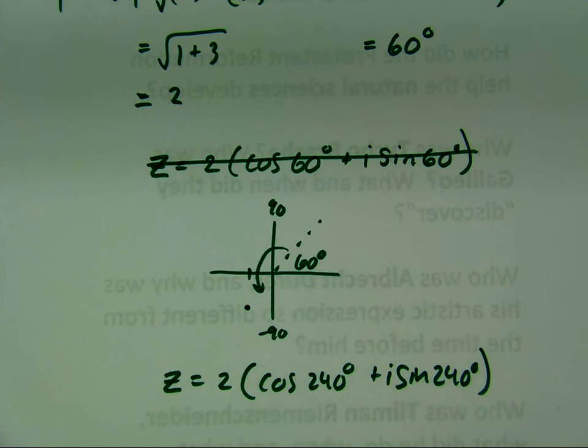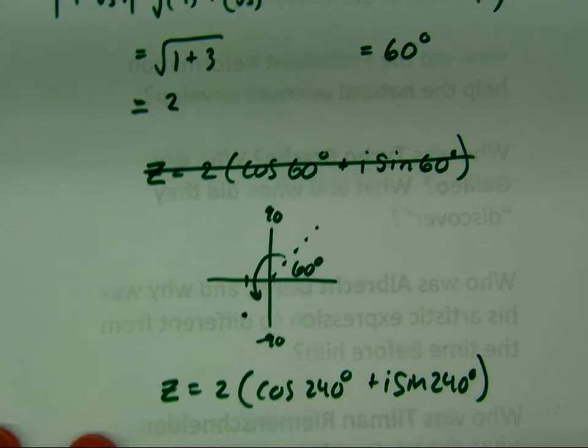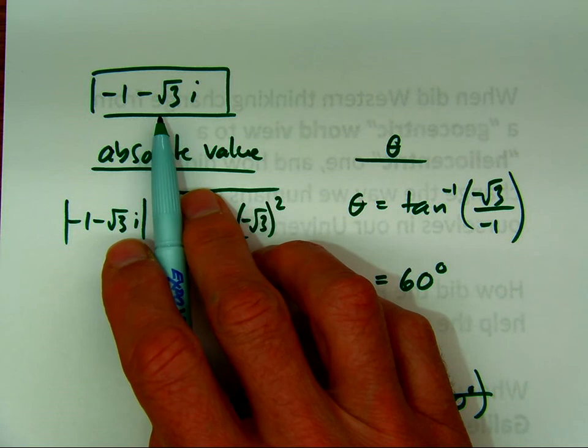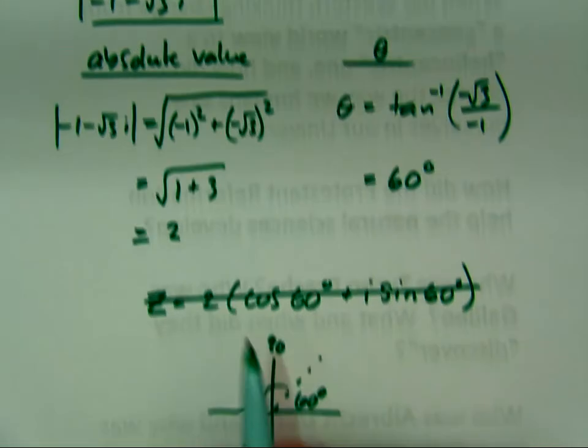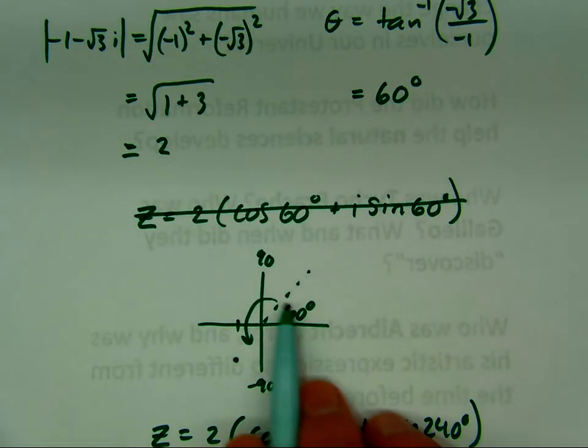And so you just have to make sure you're aware of the quadrant that contains the complex number, and then you can decide how to get there based on that angle that you calculated.